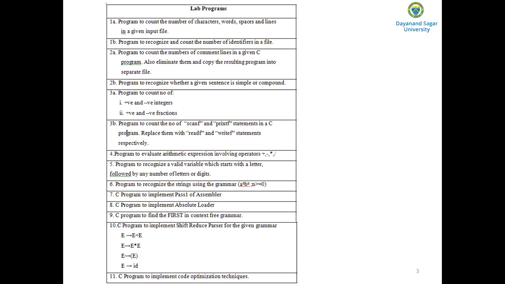And program number 11: we'll write a program to implement code optimization techniques. There are different types of code optimization techniques, so we'll try to implement a few of them. So there are totally 11 programs, and the first 3 programs have sub questions, A, B.